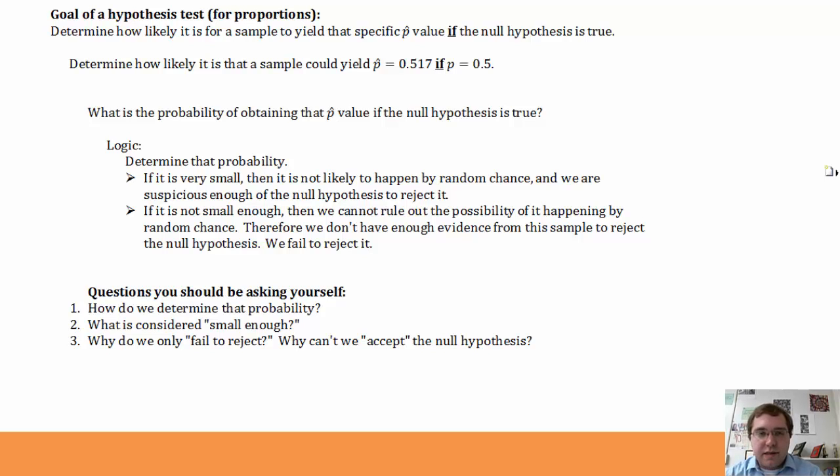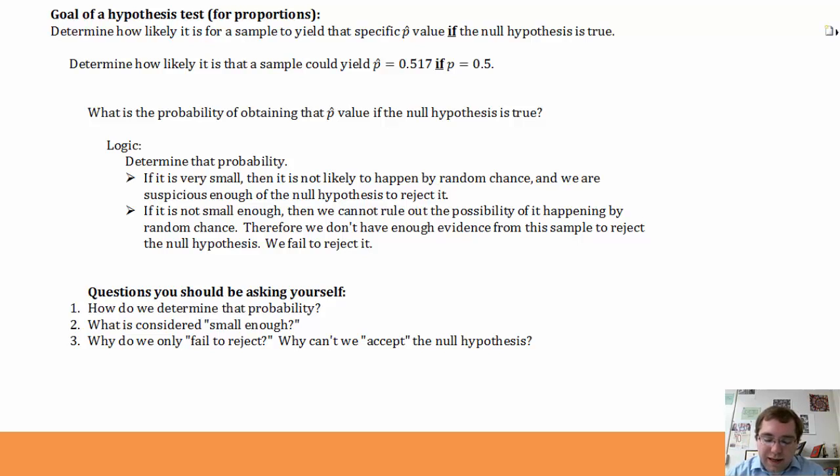So the logic of a hypothesis test is to determine that probability. Figure out how likely it is to get a value as big or bigger than what you got if the Null Hypothesis is true. If the probability of getting such a high p-hat value is very small, then it's not likely to have happened by random chance, because it was a very low probability that it would happen by random chance. And we are suspicious enough of the null hypothesis to reject it. We have evidence to reject the null hypothesis and say that the null hypothesis was wrong.